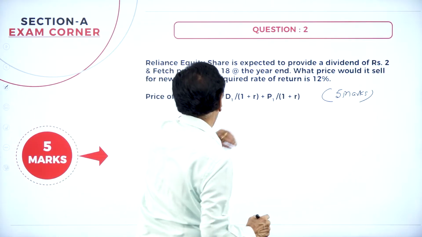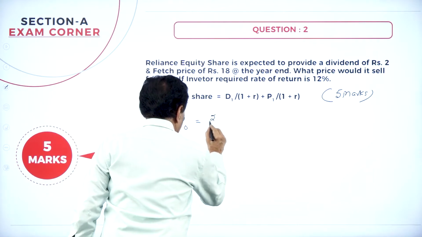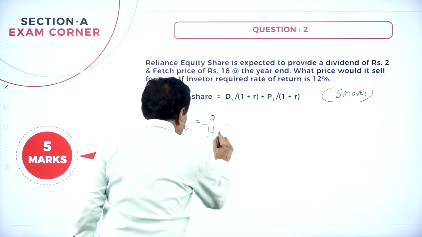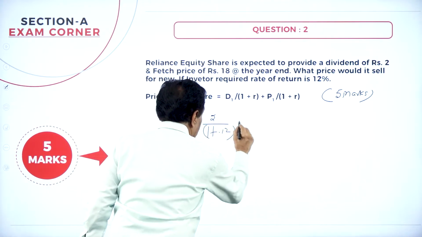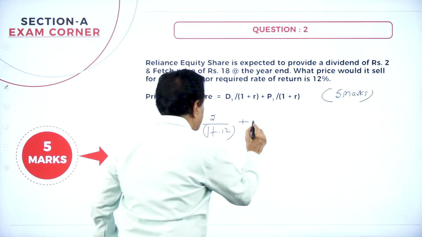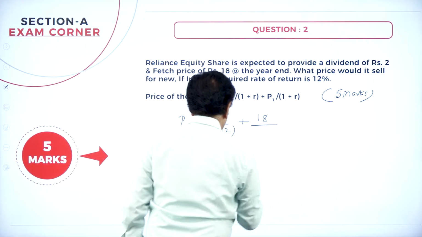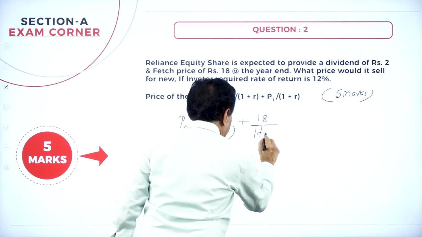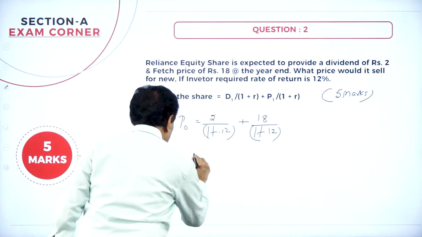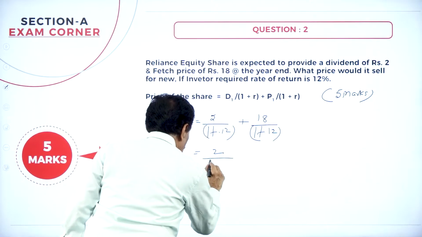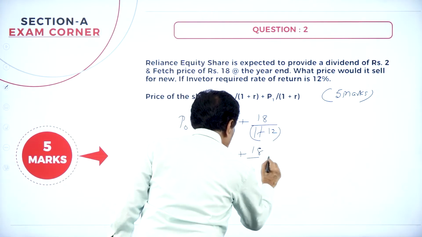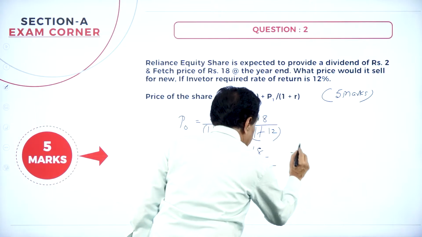What's your dividend? 2 rupees, divided by 1 plus the rate of return, 0.12, plus the next one, the price of the share, 18, divided by 1 plus 0.12. This is equal to 2 divided by 1.12 plus 18 divided by 1.12.